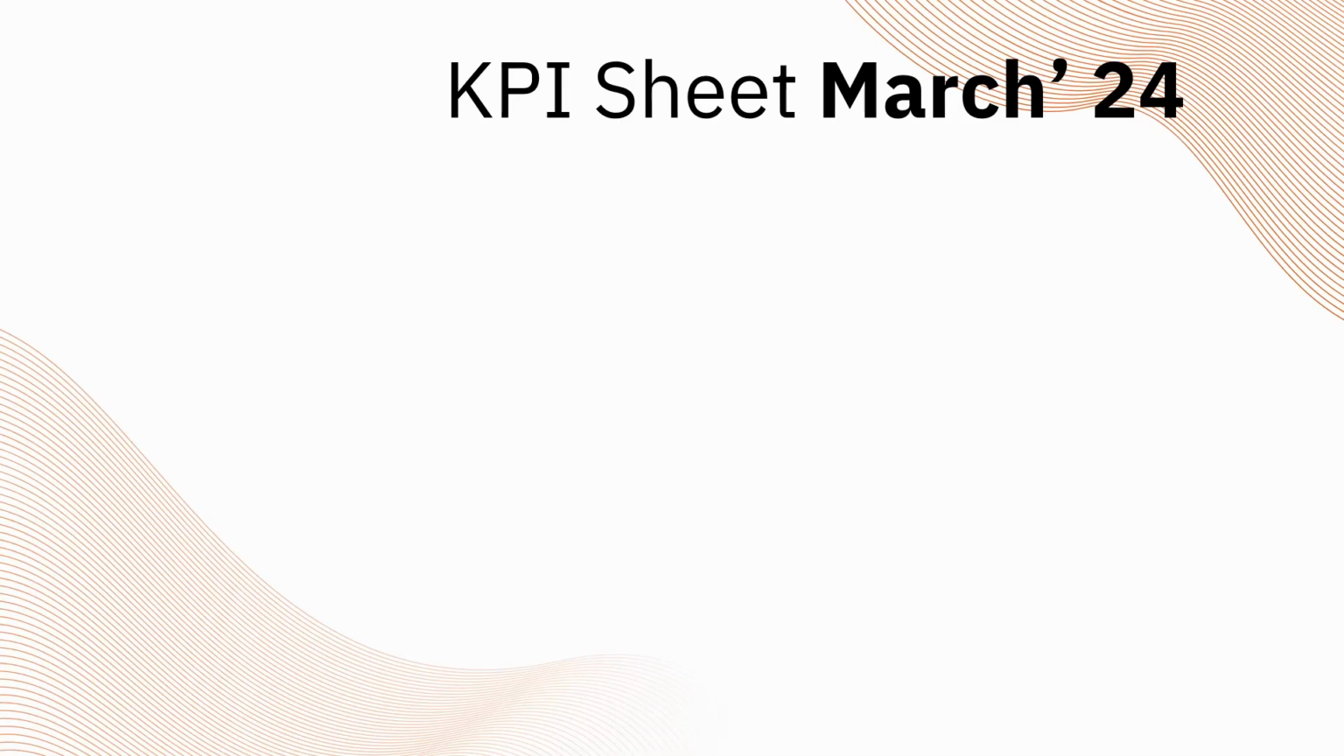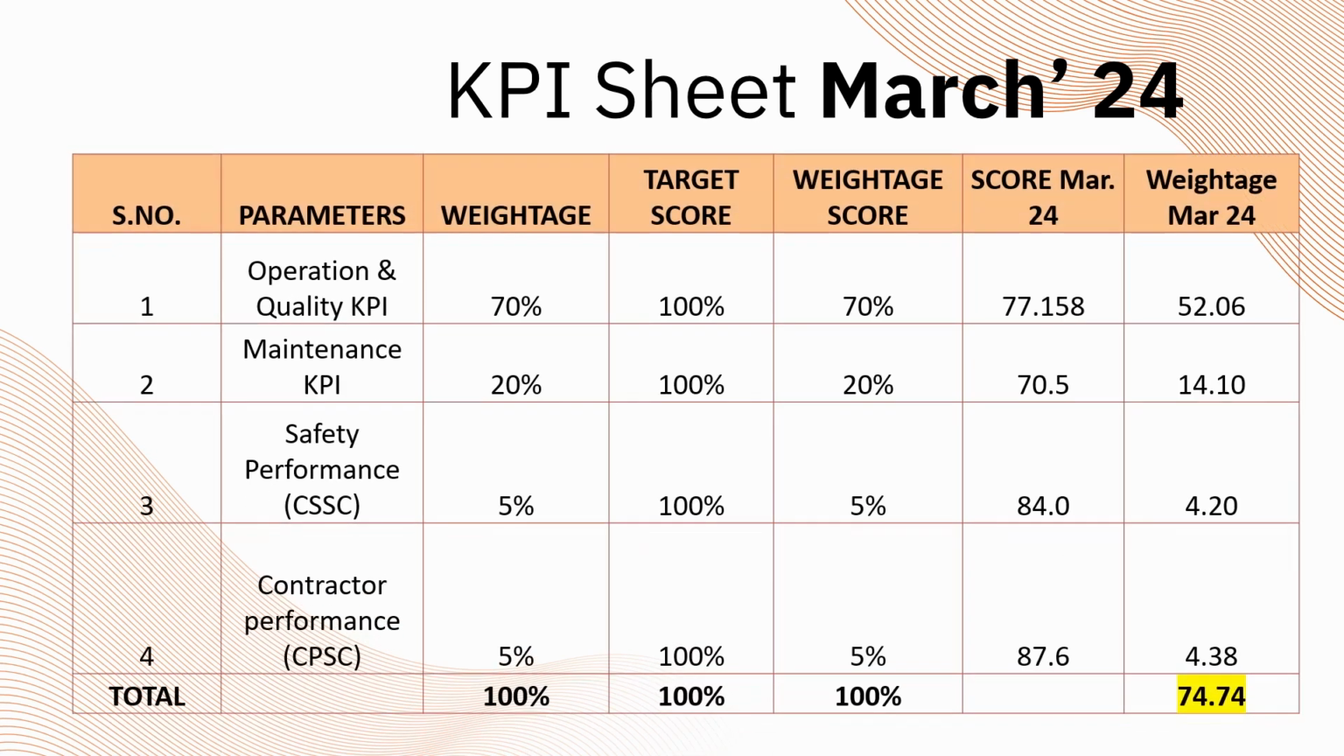Now let us look at our KPI performance sheet from March 2024. It shows the weighted scores for various KPIs such as operation and quality, maintenance, safety performance, and contractor performance. As can be seen, our total weightage score for March 2024 is 74.74. This sheet helps in tracking performance against targets, identifying areas for improvement, and making informed decisions based on data.